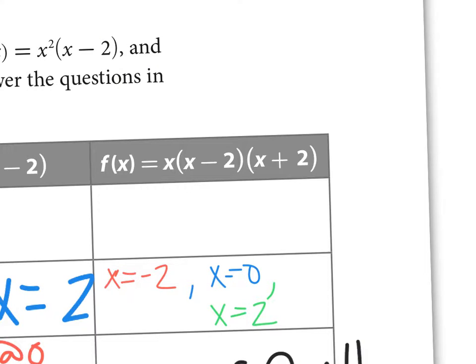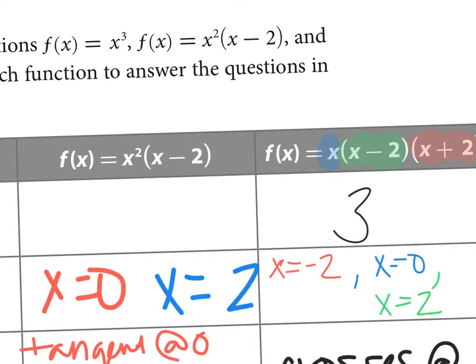How many distinct factors does this problem have? How many distinct factors does f of x equals x times x minus 2 times x plus 2 have? Distinct means different factors. There's 3. What's one of them? x. Okay. What's another one? x minus 2, x plus 2. So there's 1, 2, 3 distinct factors.